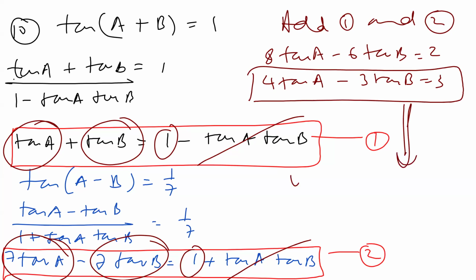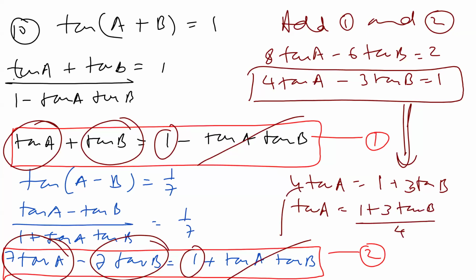So either you write tan A in terms of tan B or tan B in terms of tan A. So I'll write 4 tan A is equal to, I think this should be 1, 1 plus 3 tan B. So tan A is equal to 1 plus 3 tan B upon 4. Let this be equation number 3. Now you put this value in any one of the equations, equation 1 or 2. So I'm putting this value of equation 3 in equation number 1.